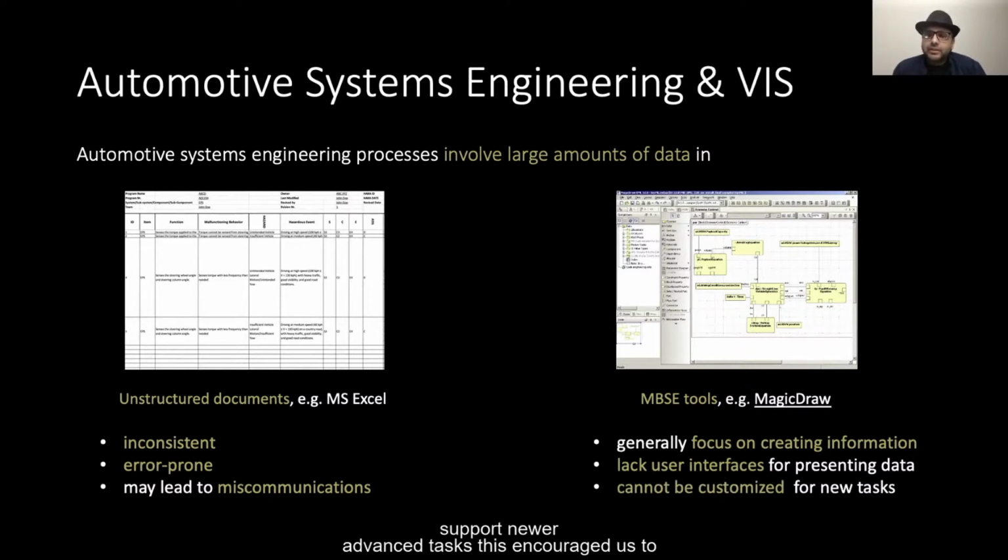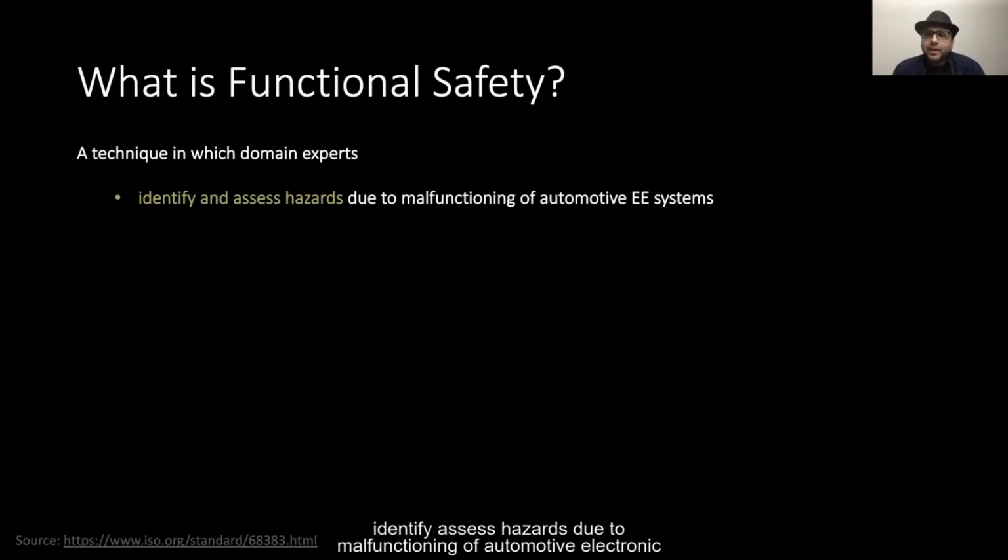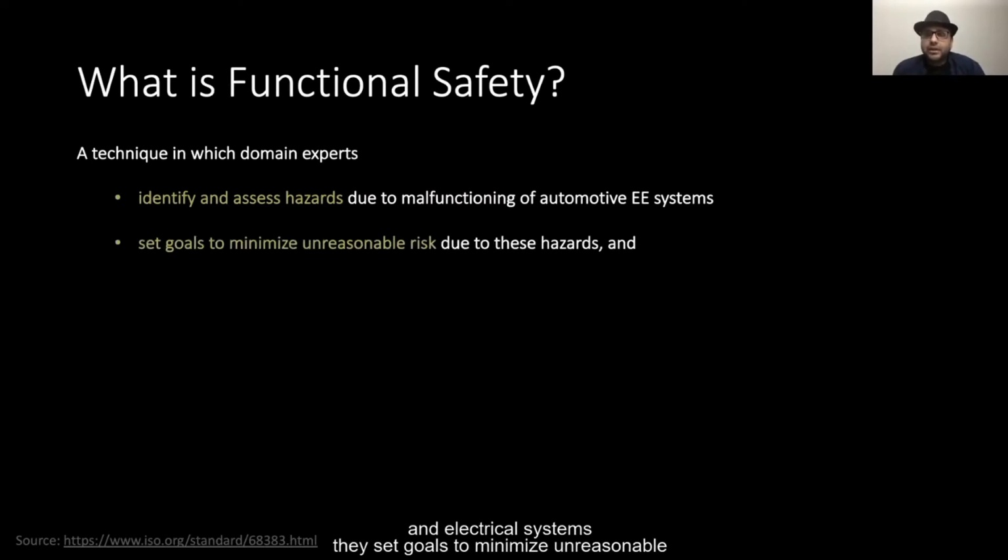This encouraged us to apply techniques in visualization on a critical operation in automotive systems engineering called functional safety. Functional safety is a technique in which domain experts identify and assess hazards due to malfunctioning of automotive, electronic, and electrical systems. They set goals to minimize unreasonable risk due to these hazards and define requirements to achieve these goals.